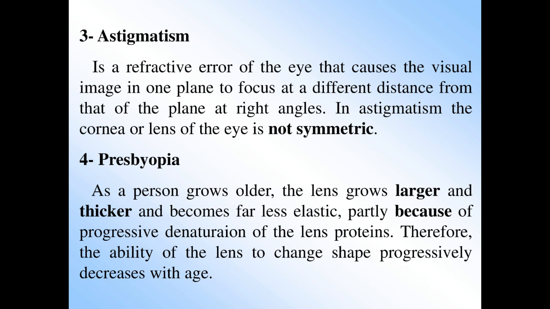4. Presbyopia. As a person grows older, the lens grows larger and thicker and becomes far less elastic, partly because of progressive denaturing of the lens proteins. Therefore, the ability of the lens to change shape progressively decreases with age.